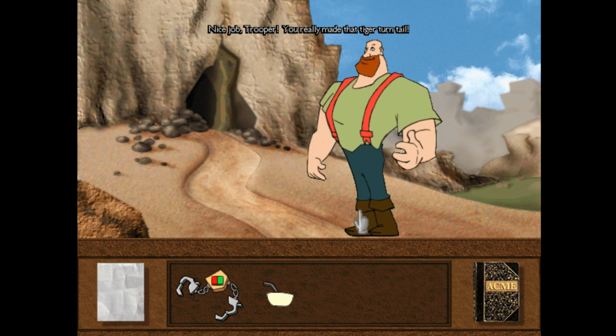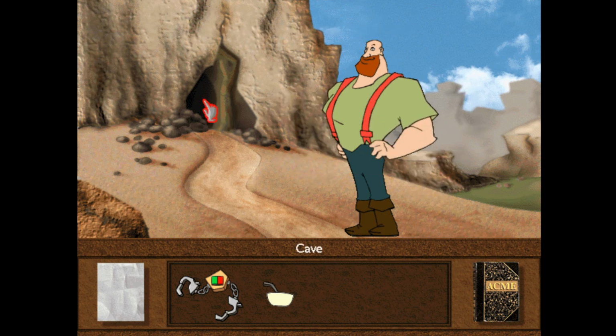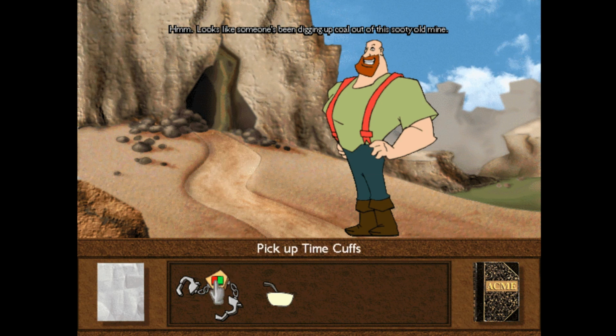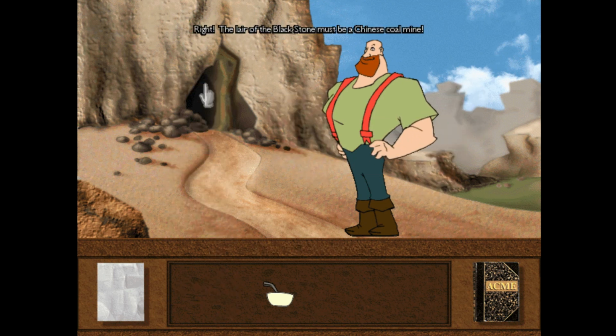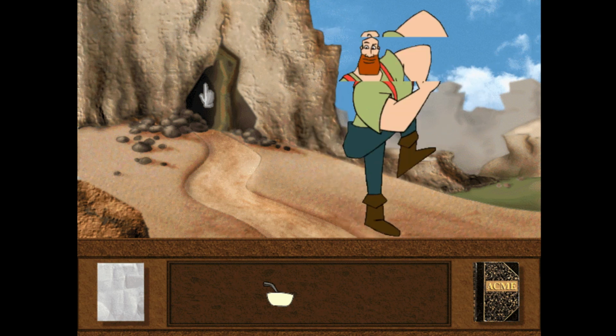I had a skirt on. Nice job, Trooper. You really made that tiger turn tail. Looks like someone's been digging up coal out of this sooty old mine. Okay, now let's finally make the arrest. Right. The lair of the black stone must be a Chinese coal mine.